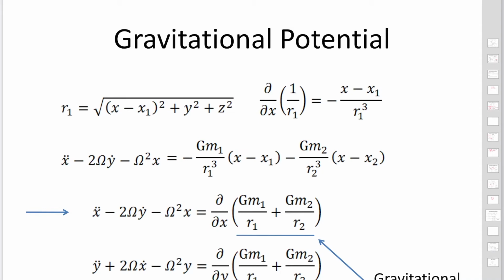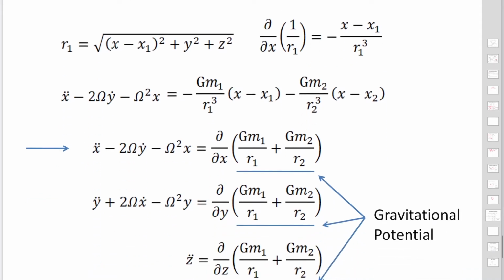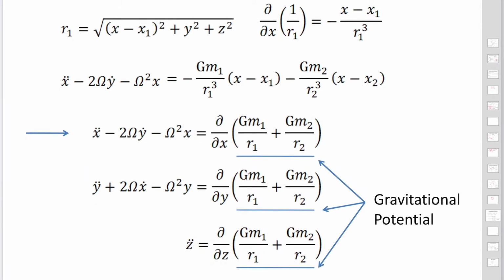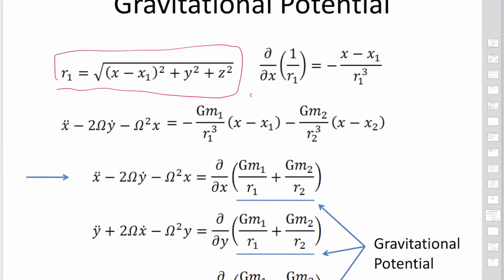Gravitational potential can be expressed this way. So R sub 1 is the distance between the two objects with masses m and m sub 1. This is the distance. And if you consider the partial derivative with respect to x, it's going to be expressed this way.